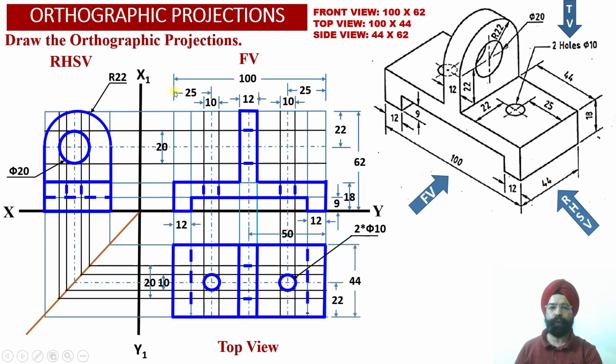So this way we have been able to obtain the orthographic front view projections, orthographic top view projections, and the orthographic right hand side view projections corresponding to an engineering object for which the 3D isometric projection depicting the constructional details of the object was available with us.